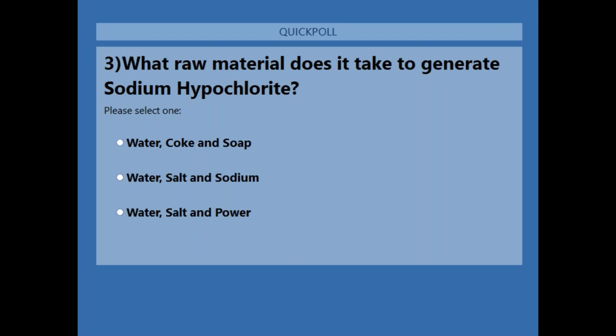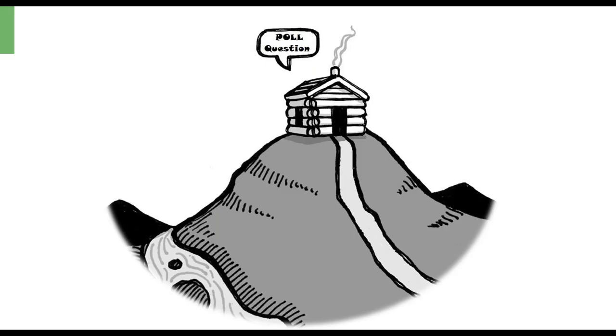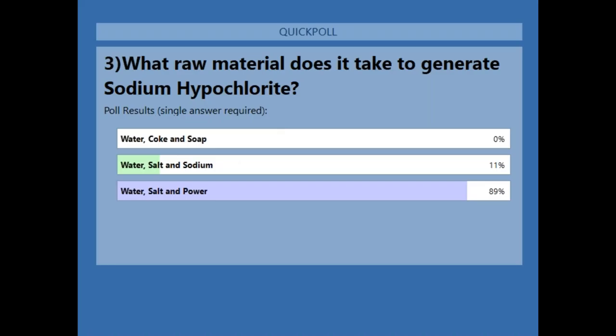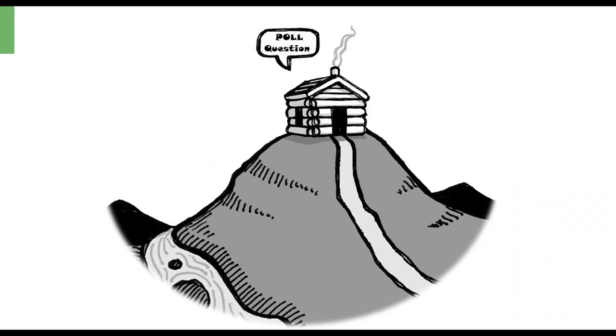And what raw material does it take to generate sodium hypochlorite? The answer is water, salt, and power. So it's the third answer. 89% of you got that correct. All right, I would be sarcastic. Hopefully nobody picked A.